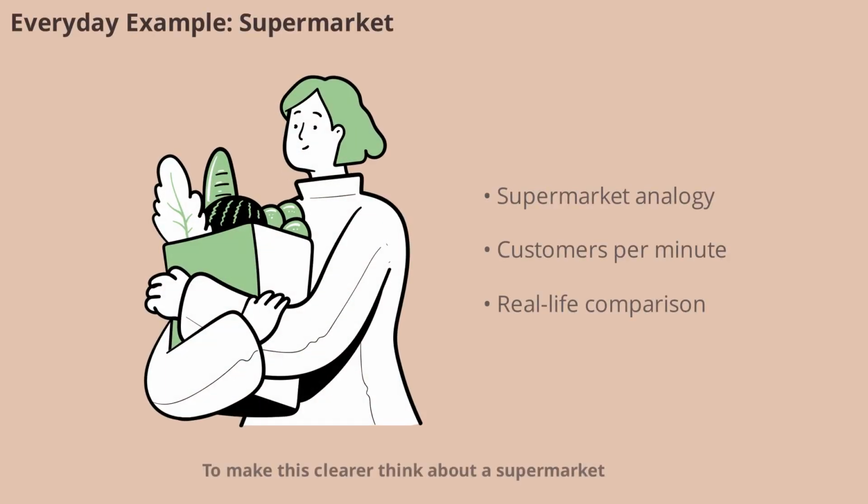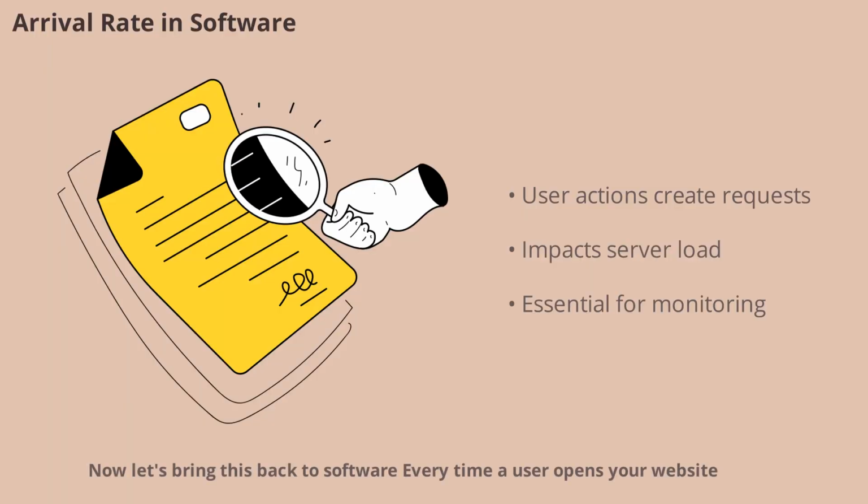To make this clearer, think about a supermarket. If 2 customers enter every minute, the arrival rate is 2 customers per minute. But if a group of 20 walks in every minute, the arrival rate jumps to 20 customers per minute. This simple analogy helps us relate the concept to real life, making it easier to grasp before we apply it to software systems. Now let's bring this back to software.